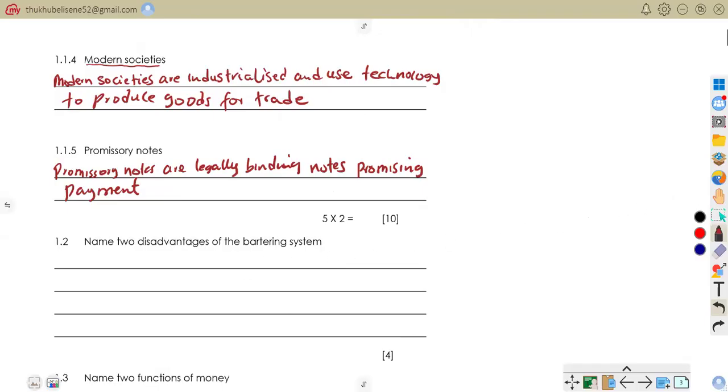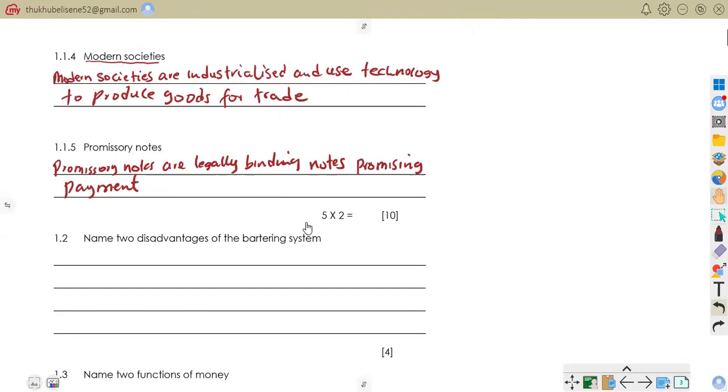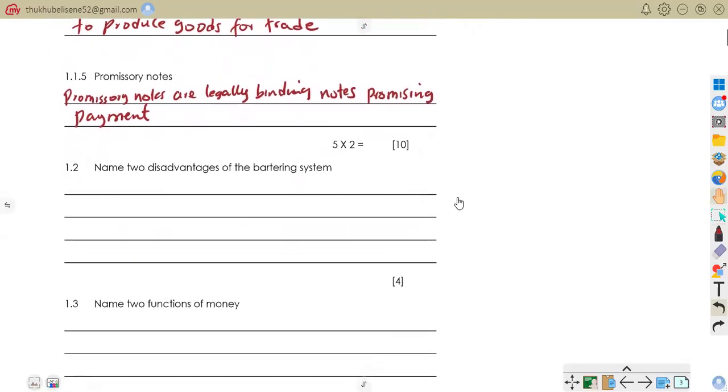So now let us move on to 1.2. It says name two disadvantages of the bartering system.